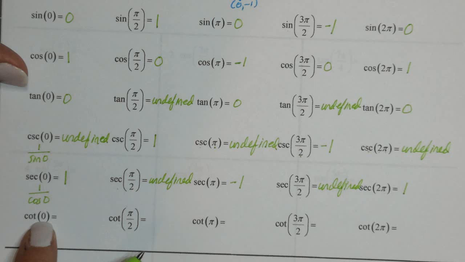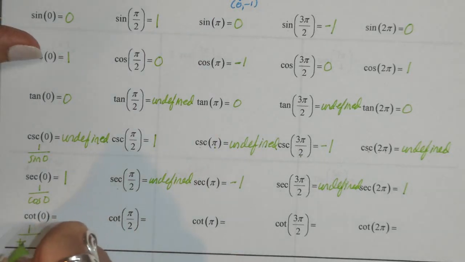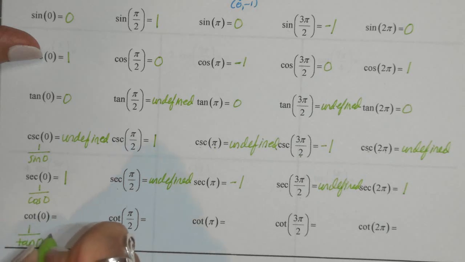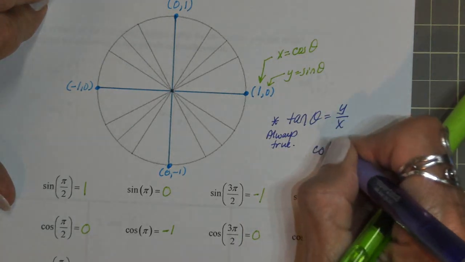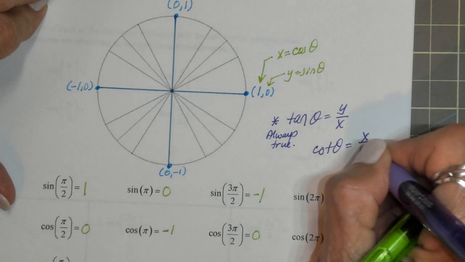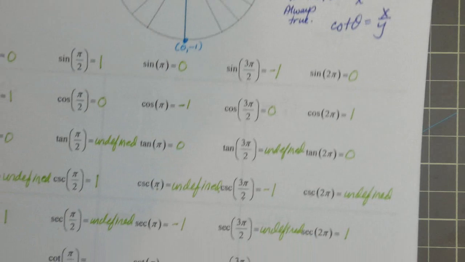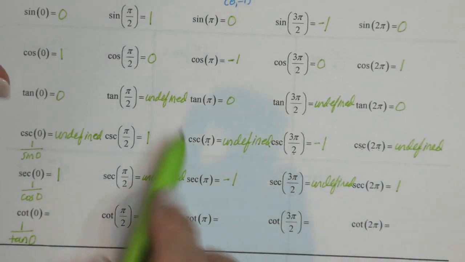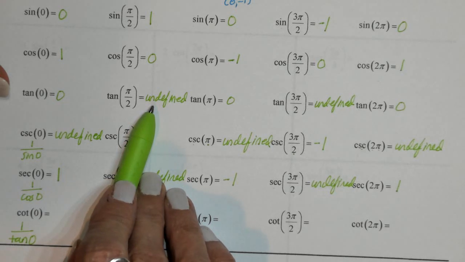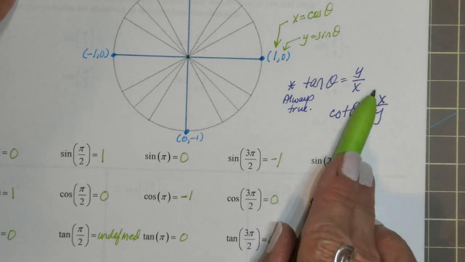Okay. Cotangent. Now cotangent, we can get there two ways. We can either do it as 1 over tangent, or since tangent is y over x, cotangent is x over y, right? Always. It's x over y. I say that because there are lots of places when tangent is undefined. And you cannot flip an undefined, right? So it might be easier to think of cotangent as x over y.